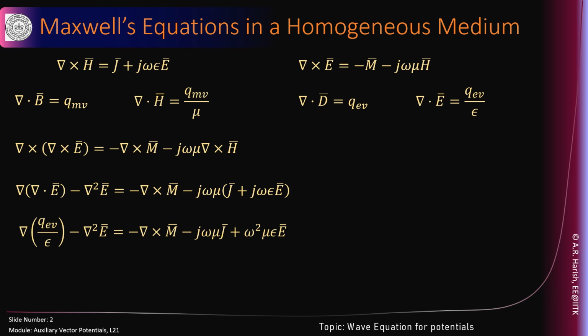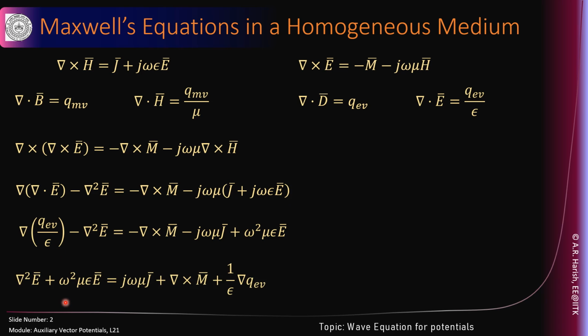Now del dot E is given by q_ev upon epsilon, so we are going to substitute that here. And del cross H is given by J plus j omega epsilon E, that we are going to substitute here. Let me pull out the pointer so we can see that. So del cross H is being replaced by J plus j omega epsilon E, and del dot E is being replaced by q_ev upon epsilon.